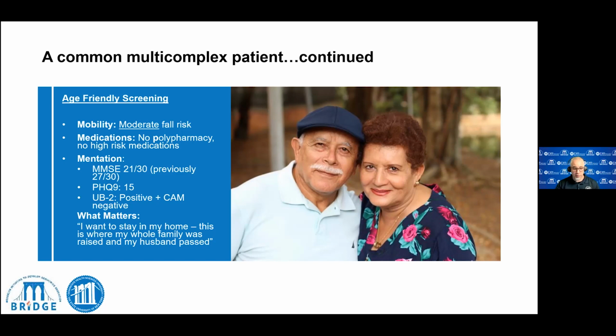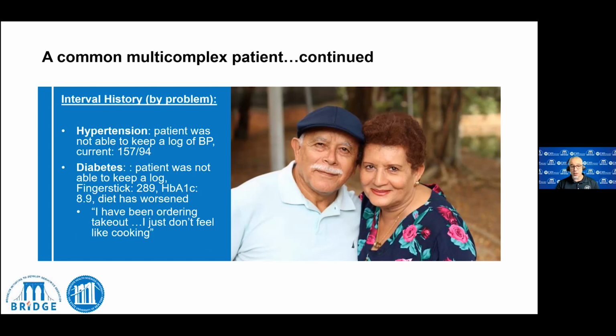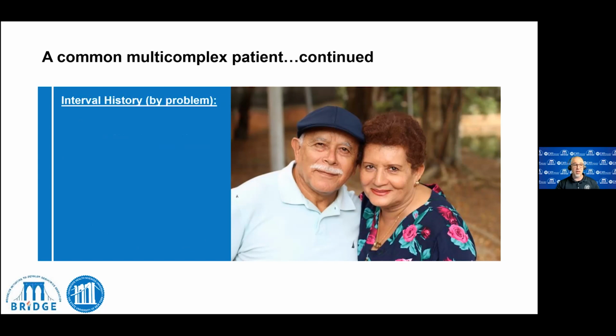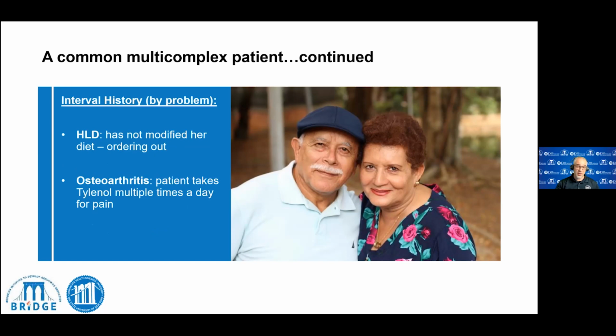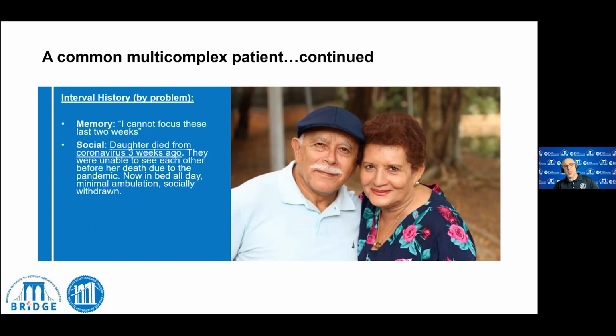And what matters, we've discussed previously, she wanted to stay in her home. Her hypertension was not well managed. She wasn't keeping a log. Her diabetes was also uncontrolled. She'd been ordering a lot of takeout. She just didn't feel like cooking. Her hyperlipidemia also not well managed. She had osteoarthritis and had taken a lot of Tylenol for pain. And her memory, she sort of endorsed that she couldn't focus these past 2 weeks.